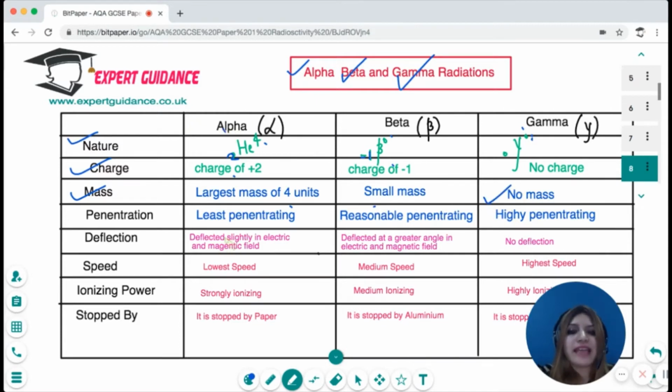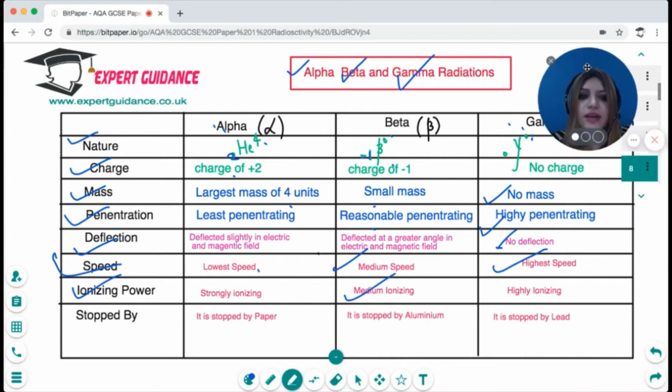Alpha particle being heavy, it's least penetrating, beta is reasonably penetrating, and gamma is highly penetrating. Alpha, since it's very heavy, is deflected slightly in an electric or magnetic field. Beta is deflected at a greater angle, and gamma shows no deflection because it has no charge. Since alpha is heaviest, it makes sense for it to have a low speed. Beta has a medium speed and gamma has the highest speed. And as alpha has the highest charge amongst all, it is highly ionizing. Beta is medium ionizing and gamma is low ionizing.